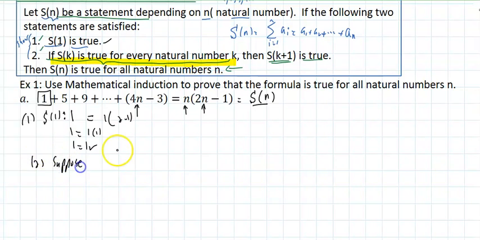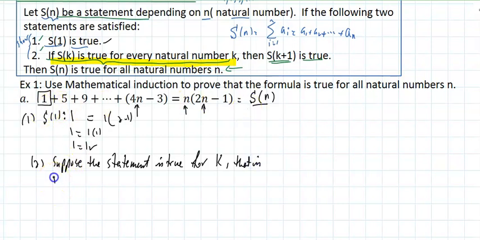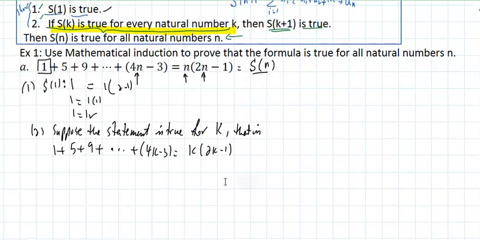Suppose the statement is true for natural number k. That is, suppose if I look at this, 1 plus 5 plus 9 plus 4k minus 3 equals k into 2k minus 1. Then, what is s of k plus 1?